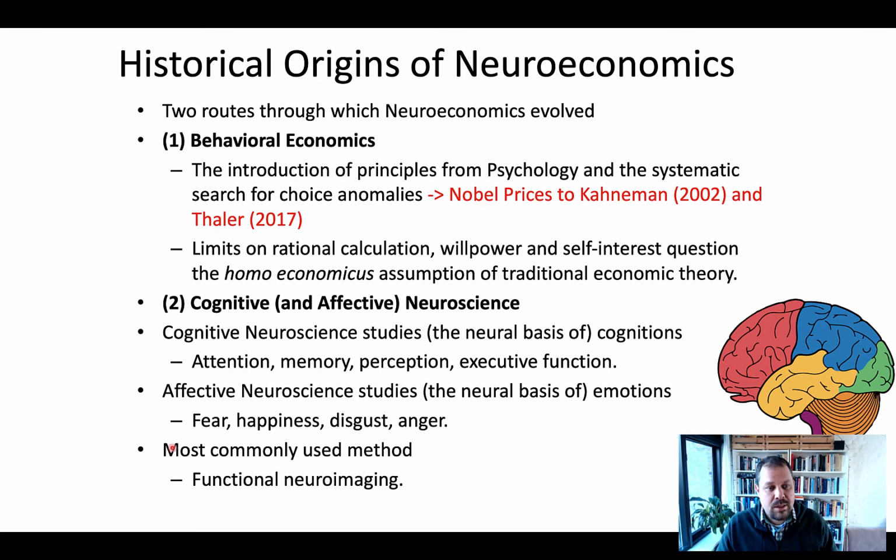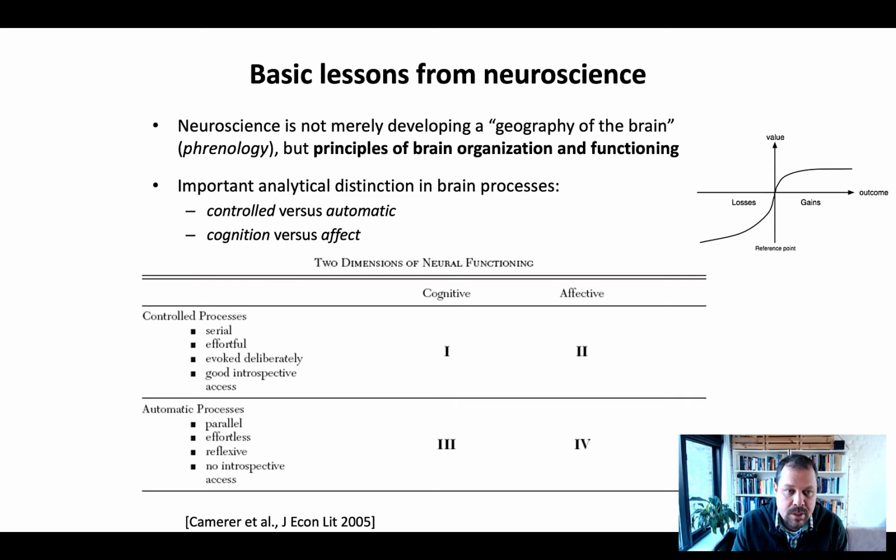And as I said earlier, one of the most commonly used methods here is functional neuroimaging, which evolved in the 1990s and made relatively cheap and non-intrusive experiments looking right at the brain possible. So let's have a look at some basic lessons from neuroscience. One of the things that neuroscience wants to do is go beyond just the geography of the brain, which was done in the late 1800s and called phrenology, where scientists looked at the extension of bumps on the brain to try to make inferences about someone's personality.